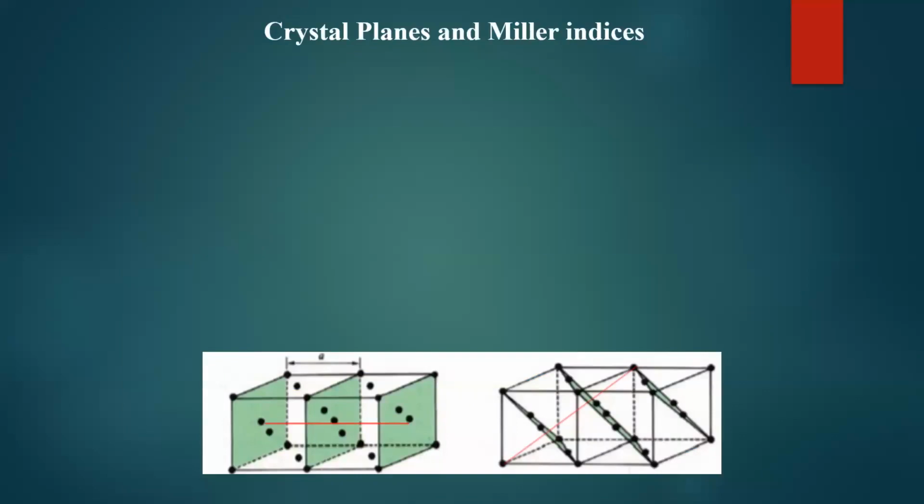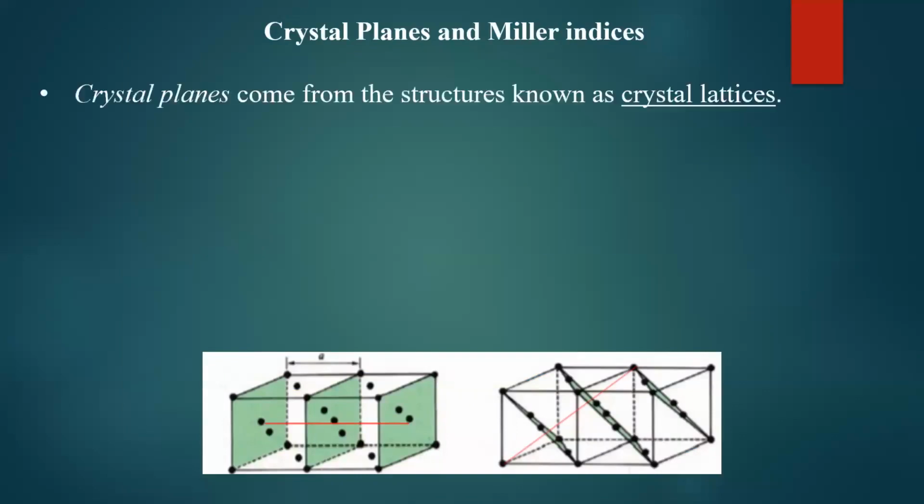Let us take the concept of crystal planes and Miller indices. Basically, crystal planes come from the structures known as crystal lattices. So basically in this picture, you can find crystal planes. These crystal planes consist of a number of lattice points, and you can find parallel crystal planes in the crystal structure. And these planes are separated by equal distance.